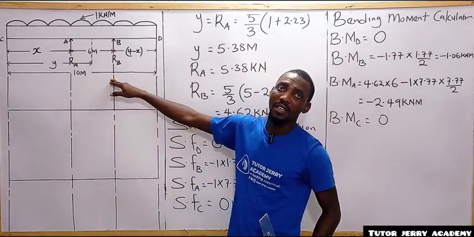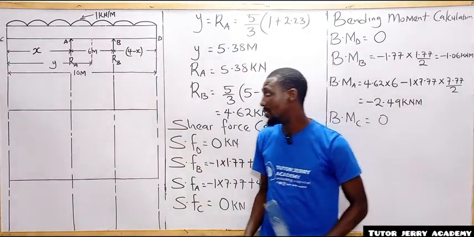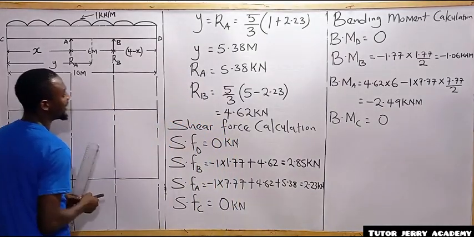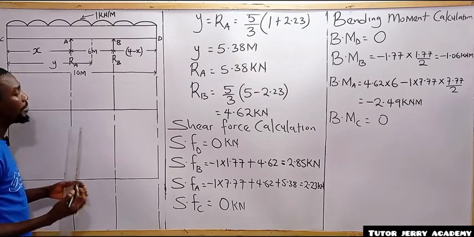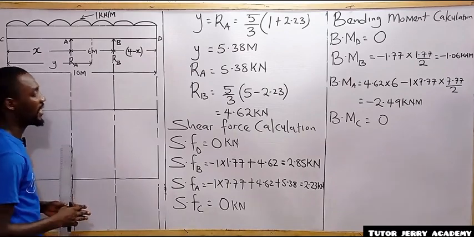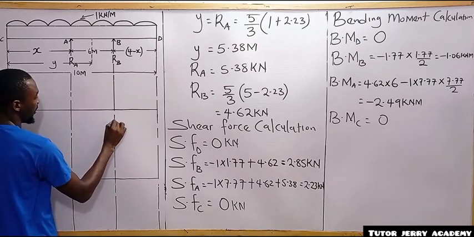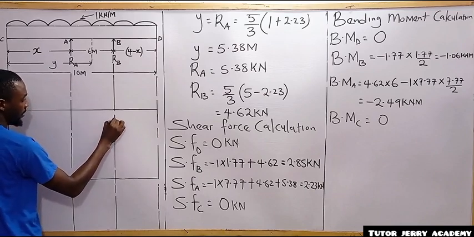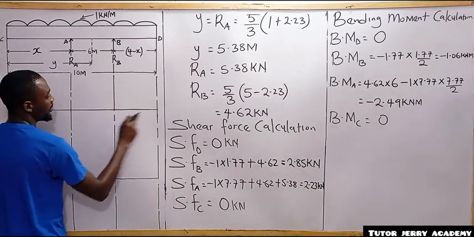Above both lines is positive, and below both lines is negative. So let's start with the shear force diagram. Our shear force at point D is 0, so this point here is 0. At point B we have two shear forces. The first shear force is negative 1.7. Let's take this point to be negative 1.7. So we are going to join this point to this point.